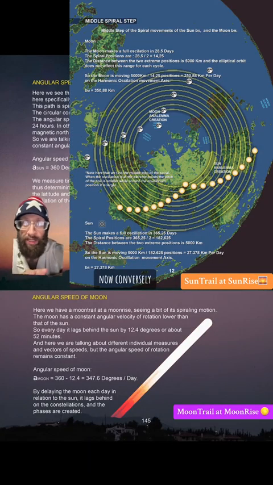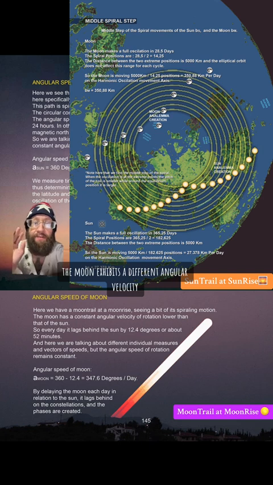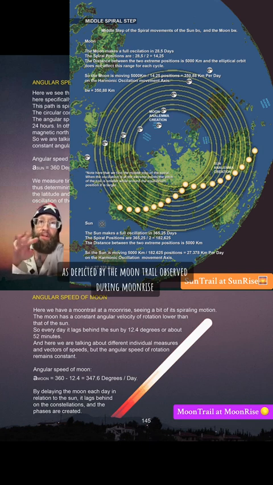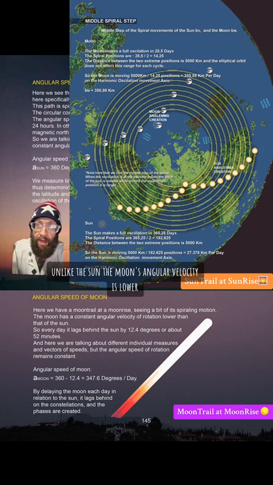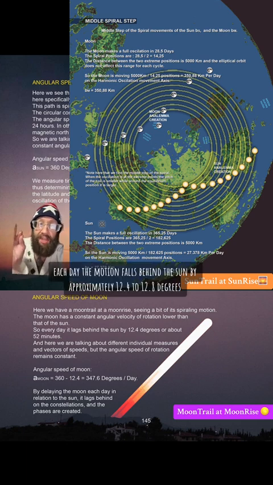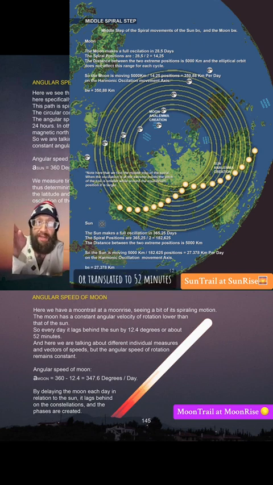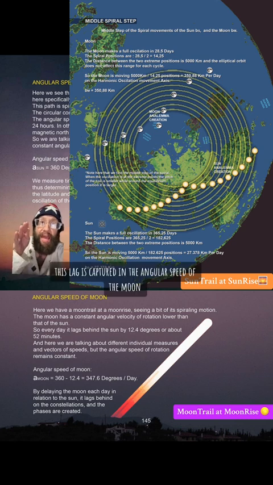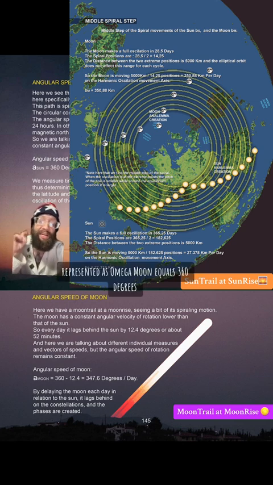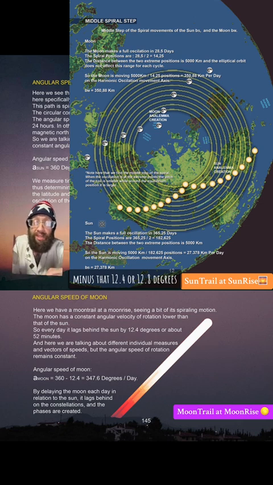Now, conversely, the moon exhibits a different angular velocity as depicted by the moontrail observed during moonrise. Unlike the sun, the moon's angular velocity is lower, resulting in a noticeable lag in its motion every day. Each day, the moon falls behind the sun by approximately 12.4 to 12.8 degrees, or translated to 52 minutes. So therefore, this lag is captured in the angular speed of the moon, represented as omega moon equals 360 degrees minus that 12.4 or 12.8 degrees, which gives you 347.2 degrees per day.